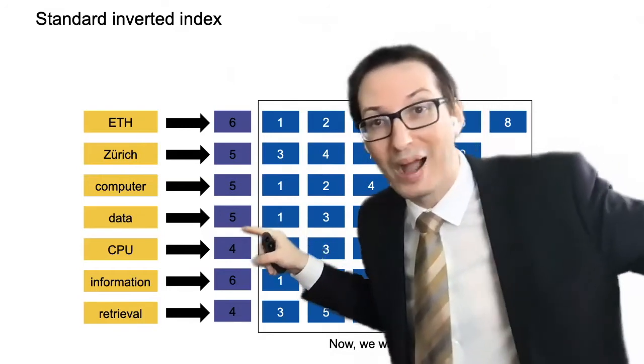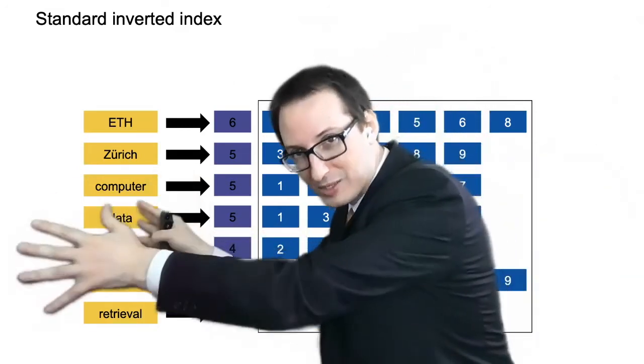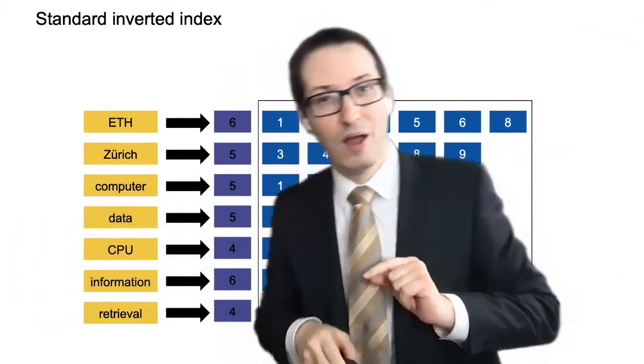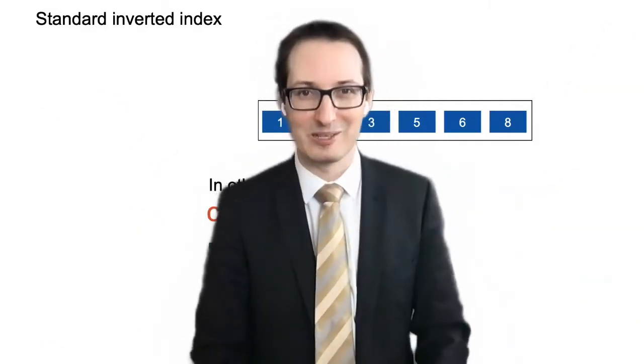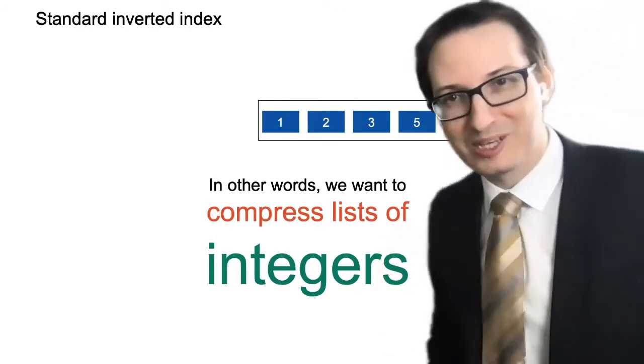Maybe we repeat them while constructing the index, as we said, but when it's done, we just put the terms once. And then all we put here are the document IDs. What are the document IDs? Well, in practice, it's going to be integers. That's document one, that's document two, that's document three, and you just increase your integers and that's it, right? So in practice, what we want to do is compress lists of integers.